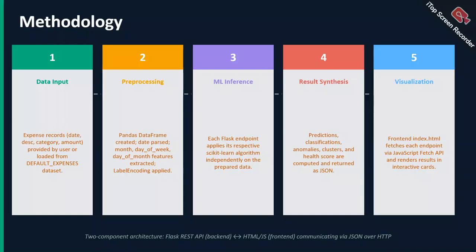The methodology of the project consists of 5 steps. First is data input, where expense records are collected. Second is pre-processing, where date features and encoded values are prepared using Pandas. Third is ML inference, where each machine learning model processes the data independently. Fourth is result synthesis, where predictions and analysis results are combined. And finally, visualization, where the front end displays the output using interactive cards and dashboards.